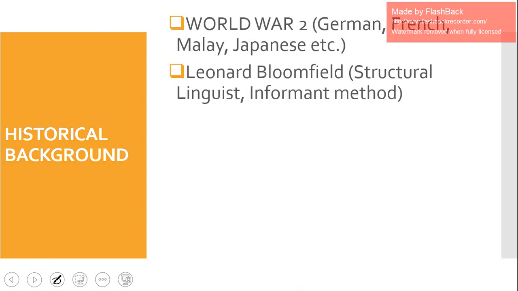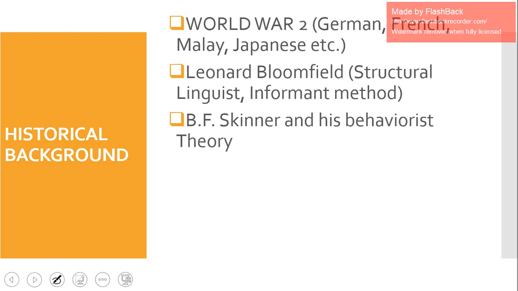Next is Leonard Bloomfield, one of the greatest linguists, a structural linguist who supported the structural elements of the language like morphology, and he made the informant method. Before the audiolingual method, the informant method was made that was somewhat similar to it, and it paved the way for the development of the audiolingual method. So Leonard Bloomfield is also one of the contributing factors in the emergence of the audiolingual method.